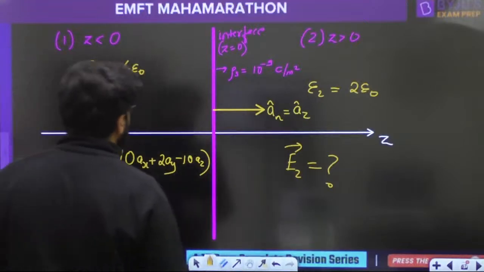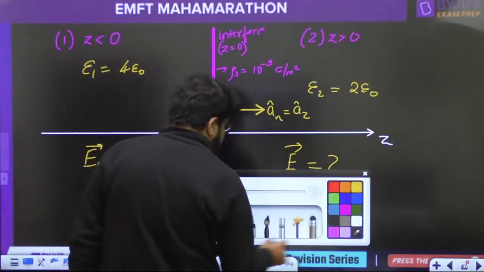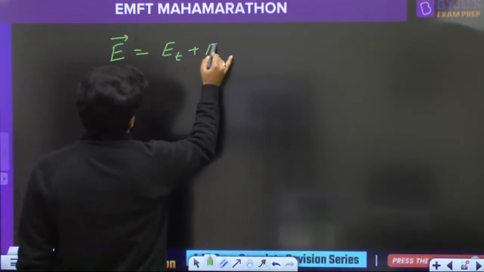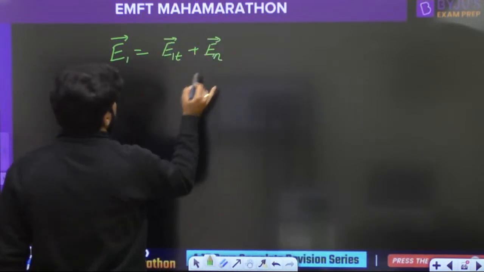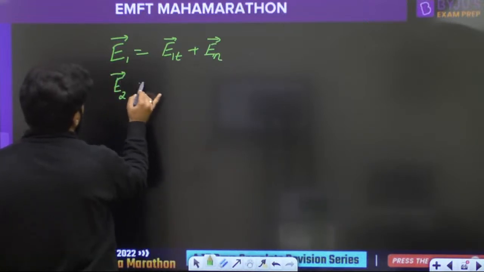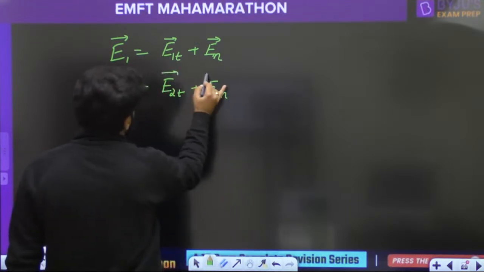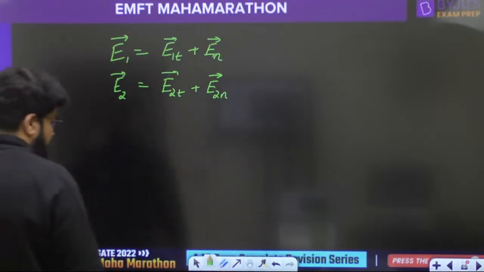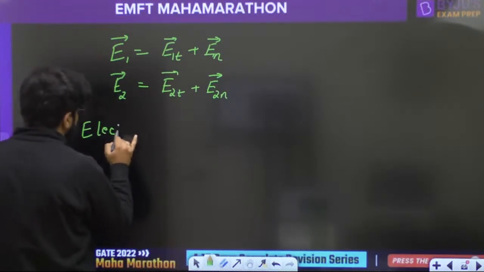Okay, so an cap is equal to az. Now what you have to do guys, always, you have to break the given electric field. Whatever is the given electric field, the electric field can be broken into two components, Et and En, right? So electric field E1 can be E1T and E1N. The electric field E2 can be written as E2T plus E2N, right? Acha. What are the boundary conditions? What are the electrostatic boundary conditions that you must remember?